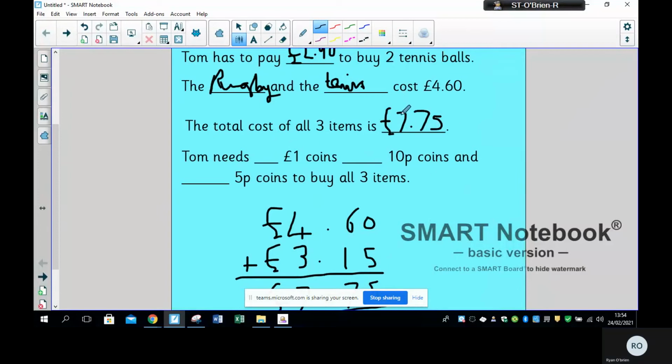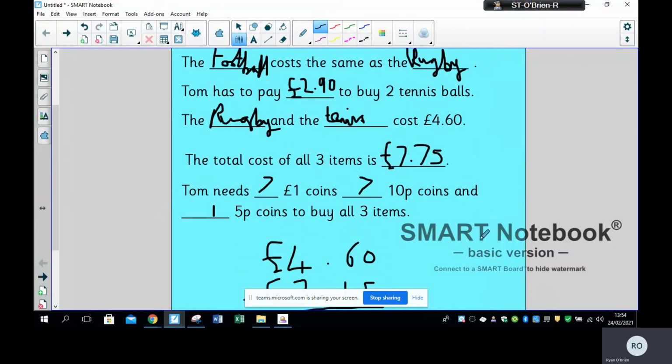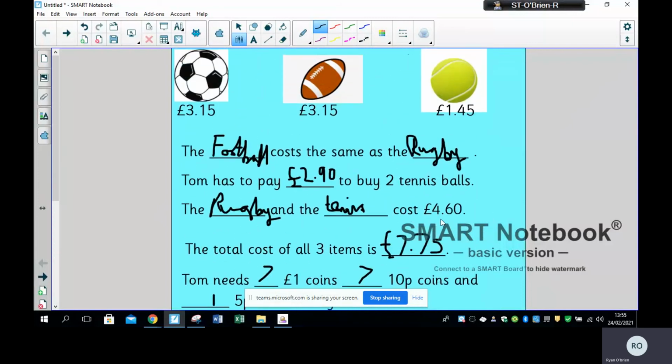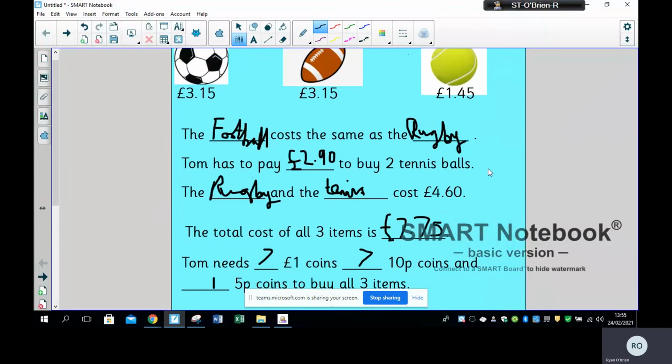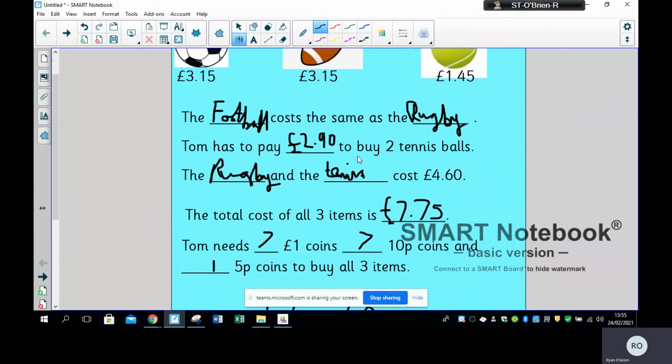To get £7, he needs 7 £1 coins. To get 70p, he needs 7 10p coins. And to get 5p, he needs 1 5p coin. So that's what you're going to be doing today. You're going to have some word problems to solve. Read them carefully, see what you're trying to do for each one, and you can use either the partitioning method or column addition to solve the problems.